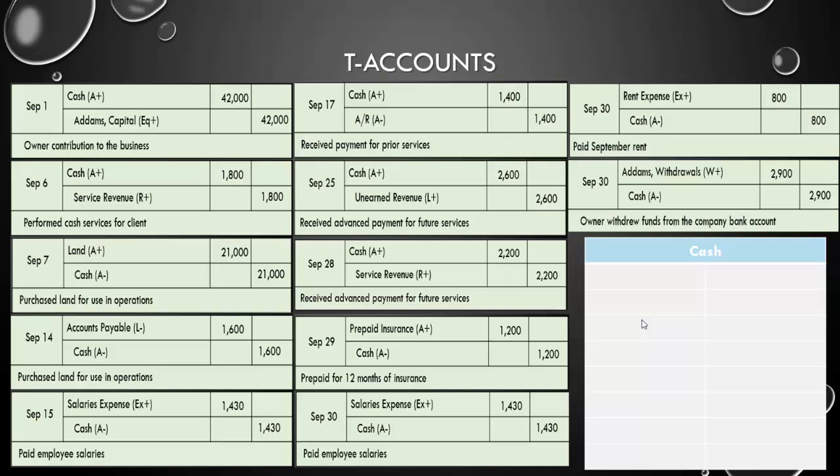Pearson has it set up so you have to do the journal entries first, which is why I've done it this way. But you do have the option of just, every time you record a journal entry, immediately putting it into the T's. Choice is up to you.